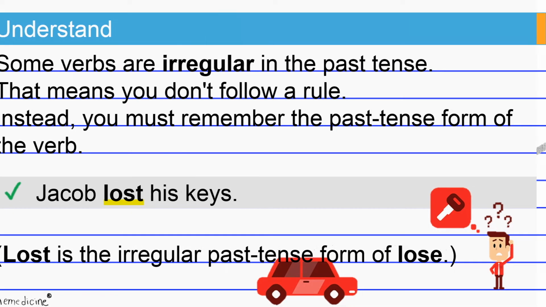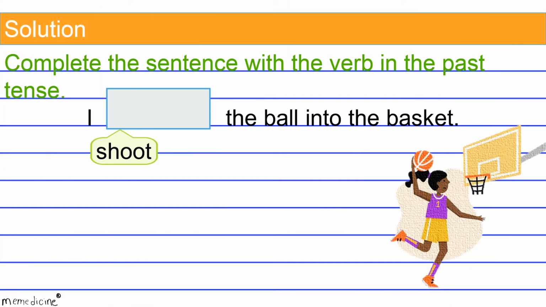All right, back to the original question. Now for the solution. Shot is the simple past tense verb form of shoot. This is an irregular verb form, so you'll have to commit it to memory.